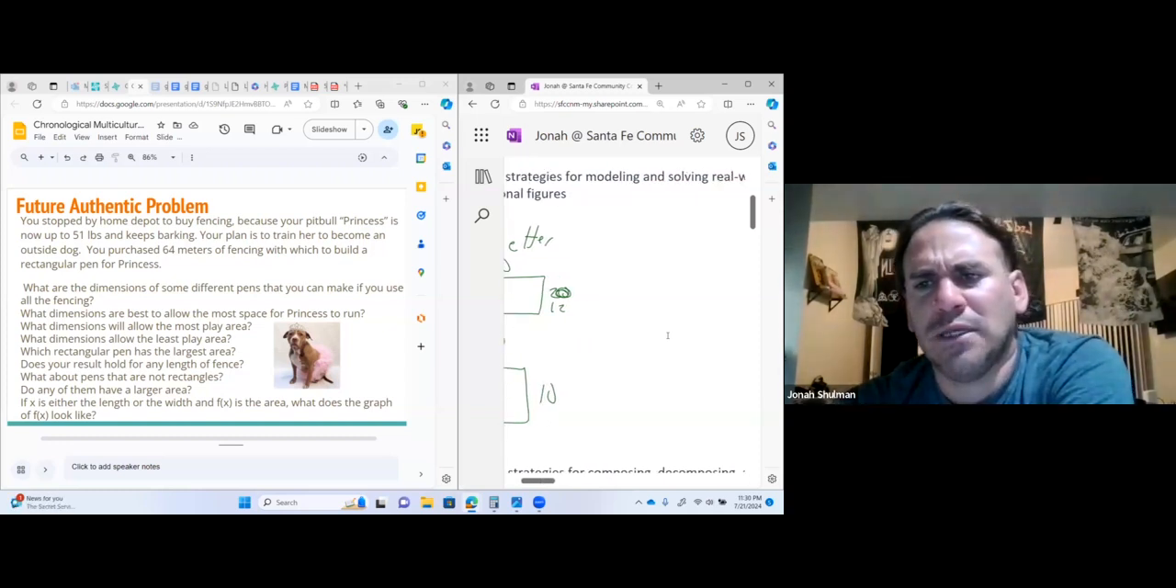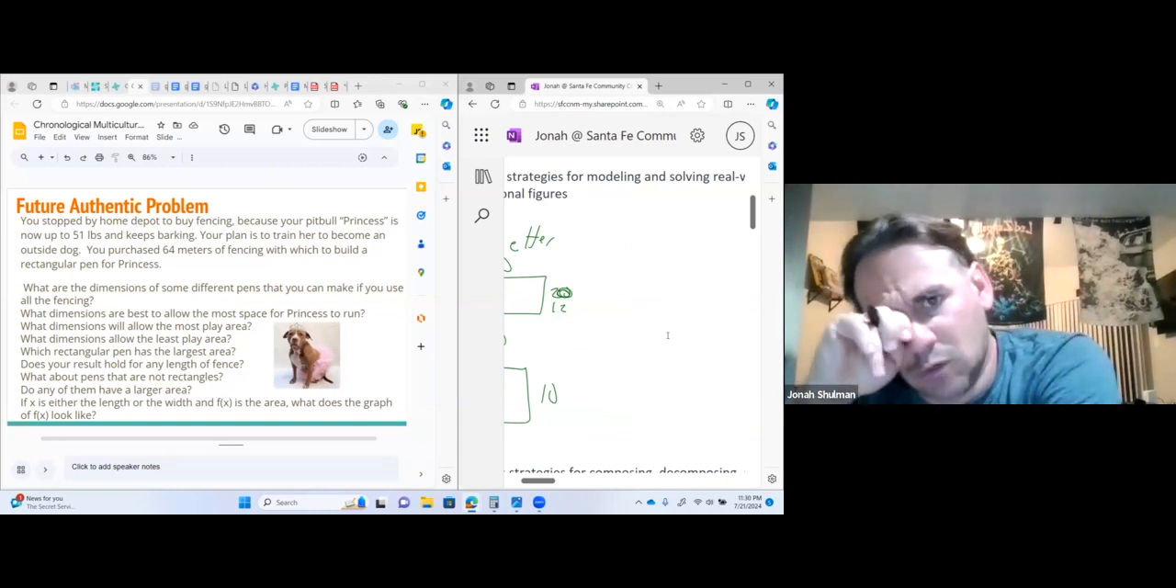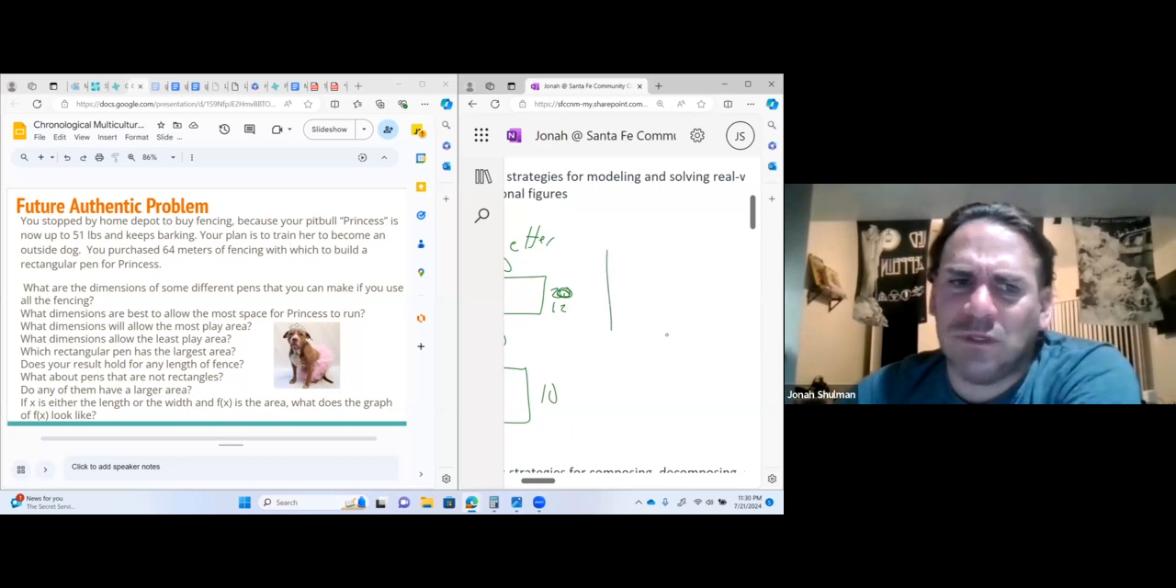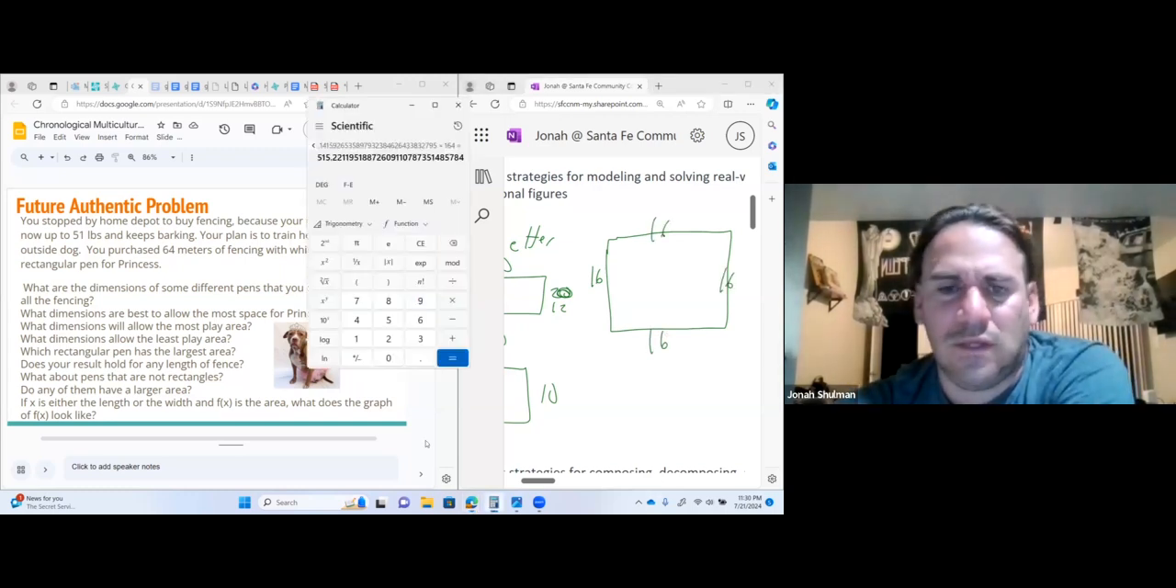The most space. So you can really think about it. What would be the most space? We said rectangular, so which rectangle has the most space? I don't know. I think it's probably going to be a square, right? It's 16, 16, 16, and 16. I think that's the most space. I'm pretty sure a square maximizes the area.